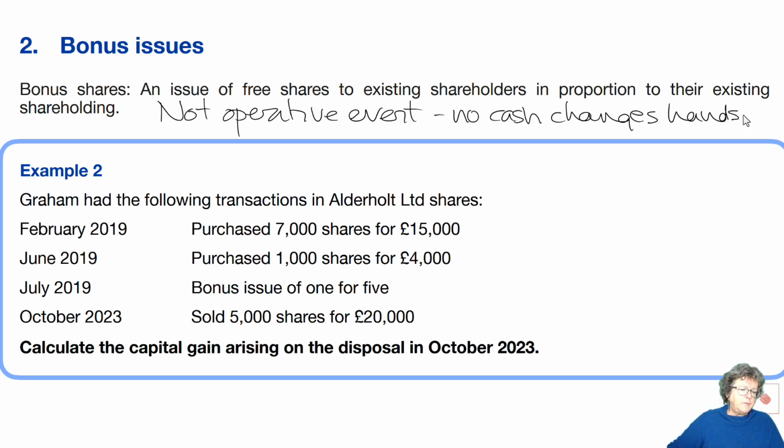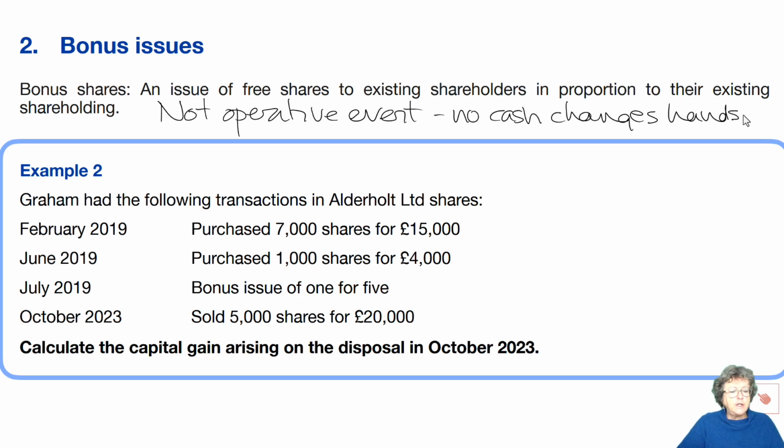So what's happened here? Graham has the following transactions. In February 2019, he bought 7,000 shares. In June 19, he bought another 1,000 shares, and then there was a bonus issue later that month, in July, beginning of the next month, a bonus issue, 1 for every 5 that he owns. And then in October 2023, he sold 5,000 shares.